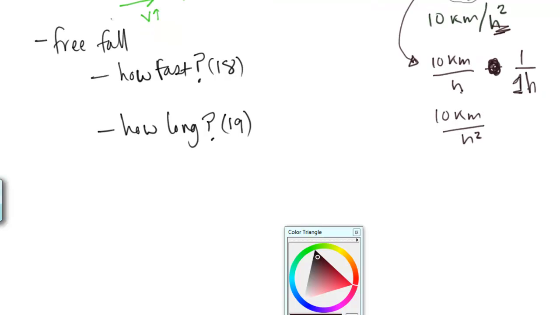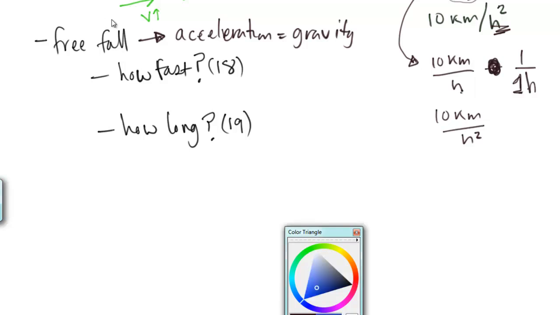You finally end chapter 2 with the idea of free fall. Remember, in free fall, our acceleration is gravity. And we want to know how fast we're going at a given instant. All we have to do is find the acceleration. Well, sometimes they give you the acceleration. So for how fast, that is, what's the instantaneous velocity?